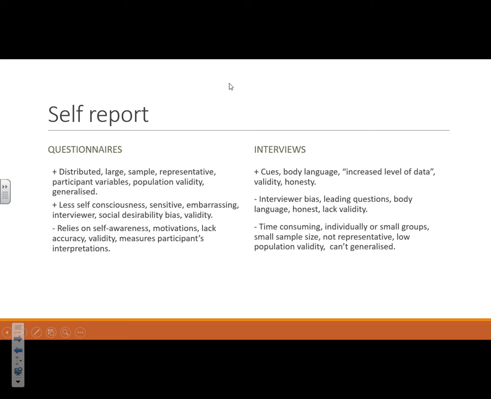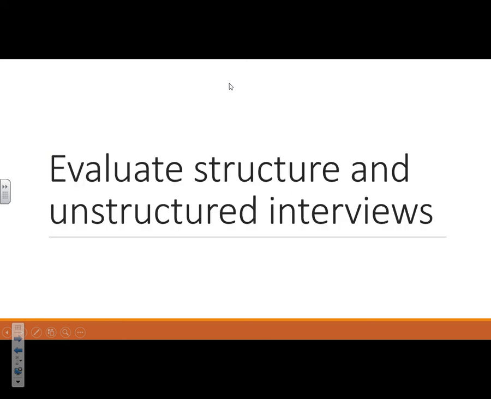It's also very time consuming, so not a great one to use, but you need to expand on these further, you can't give the basics. So time consuming individually or in very small groups, so you give a very small sample which isn't very representative, so reduces the population validity and therefore you cannot generalise.